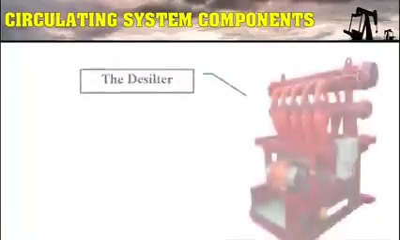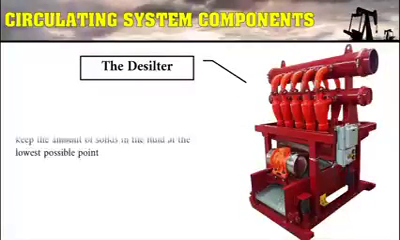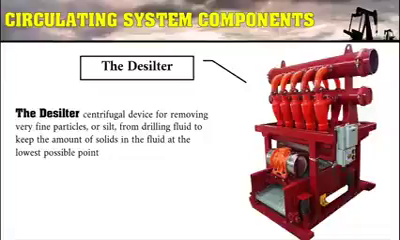Another component of the circulation system is the desilter. The desilter is a centrifugal device for removing very fine particles or silt from the drilling fluid to keep the amount of solids in the fluid at the lowest possible point. The desilter is located downstream from the desander on the surface of the mud system. As with the desander, its purpose is to remove unwanted solids from the whole mud system.